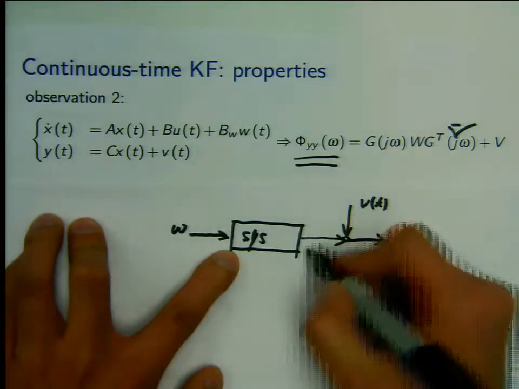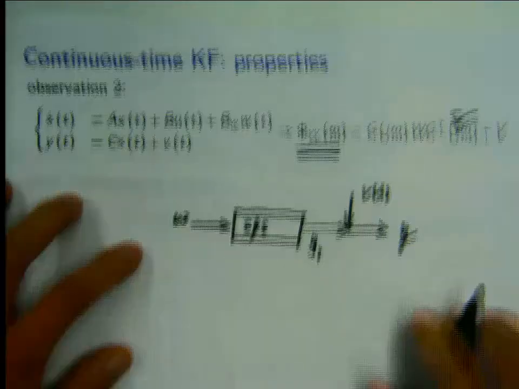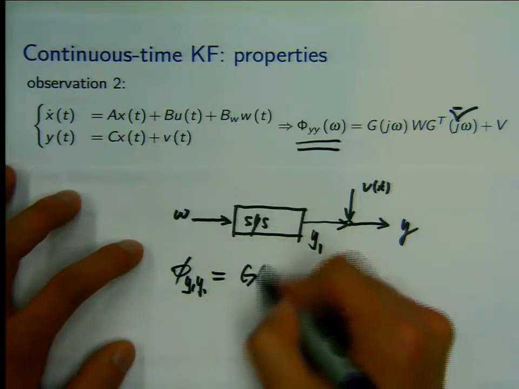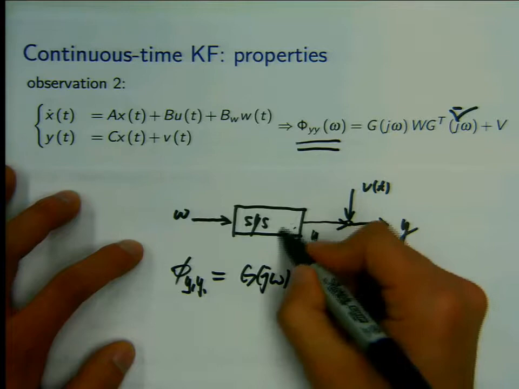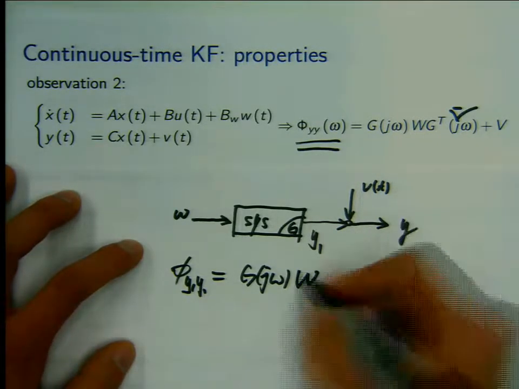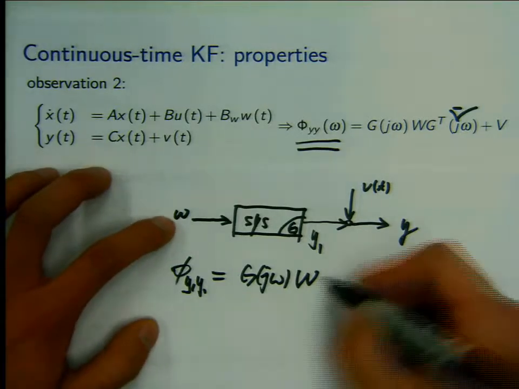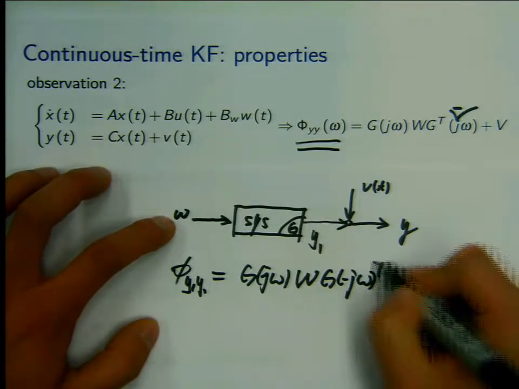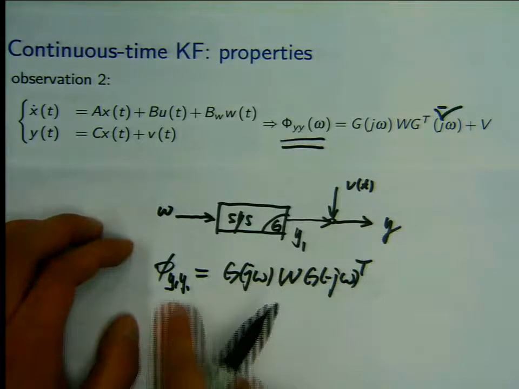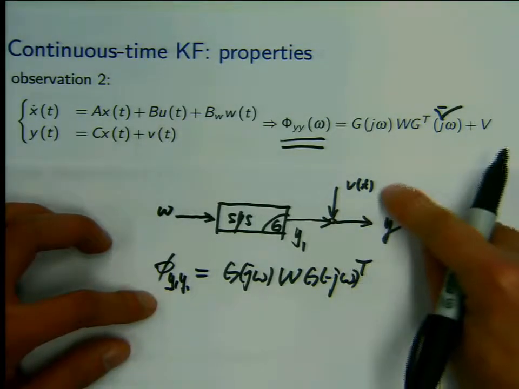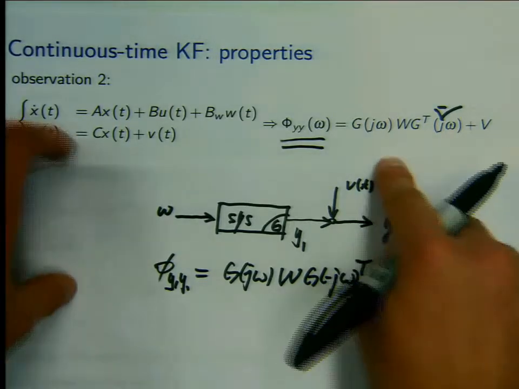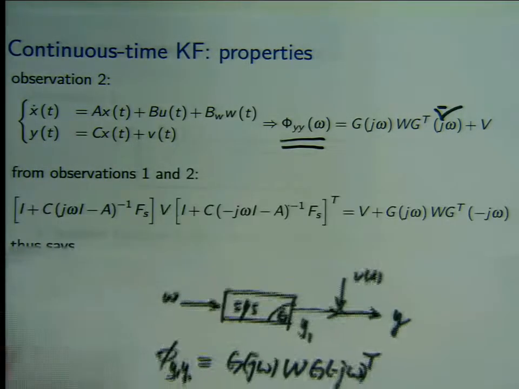Okay. If I denote this as Y1, now you see the spectral density of Y1 is going to be G(jω), if this is G, then W, which is the covariance matrix of W, times G(-jω) transpose. All right? And then the spectral density of Y is just going to be the spectral density of Y1 plus the spectral density of V, which gives us the equation here. Okay? That's how the spectral density of Y looks like.